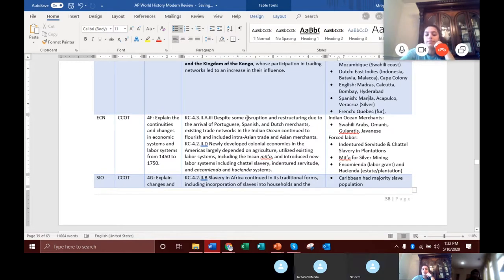All right. So we're looking at some disruption and restructuring due to the arrival of Europeans in the Indian Ocean, and they're introducing more trade and a newly developed colonial economy. So we have the Encomienda and Mita system. We're using that labor system to essentially build our silver trade.